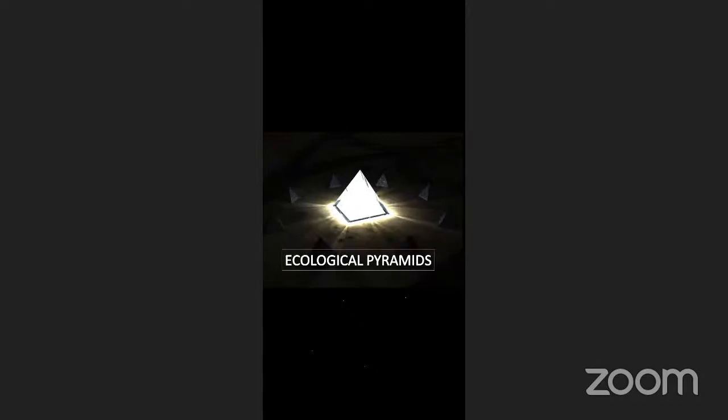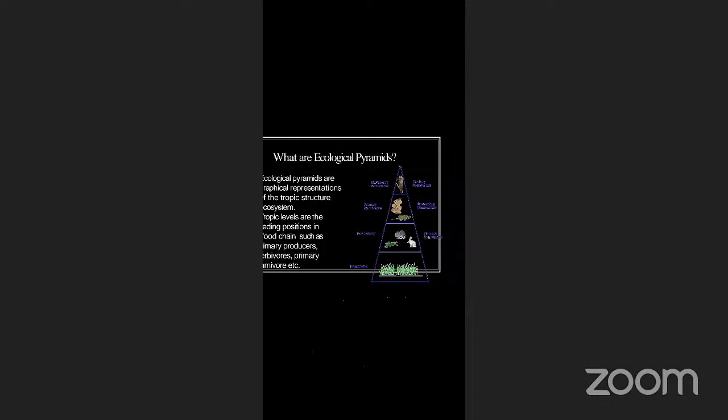Now we discuss ecological pyramids. Till now we have discussed only the energy pyramid. We have other pyramids also. These ecological pyramids are graphical representations of the trophic structure. So this is nothing but based on the feeding positions. We will draw a pyramid.